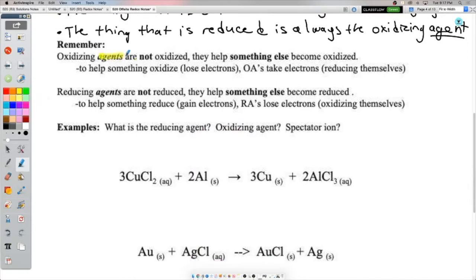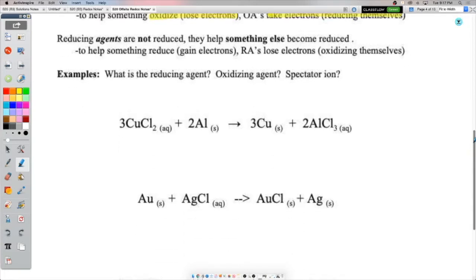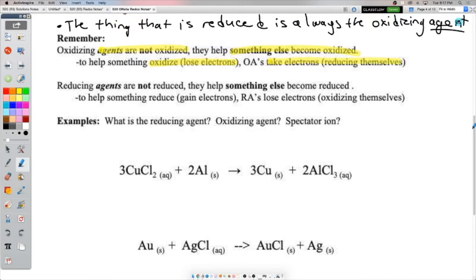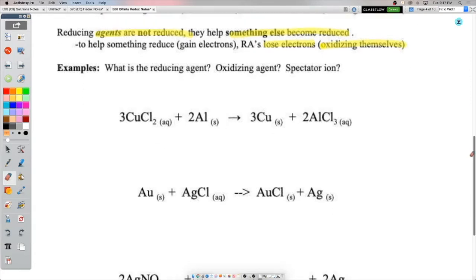Remember, oxidizing agents are not oxidized. They help something else become oxidized. To help something else oxidize, lose electrons, they take electrons, which makes them reduced, right? By taking electrons, they end up reducing themselves. Reducing agents are not reduced. They help something else become reduced. And so to help something reduce, in other words, gain electrons, reducing agents lose electrons, which means they end up oxidizing themselves.